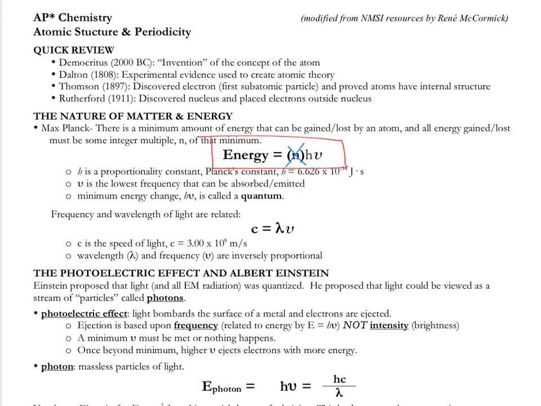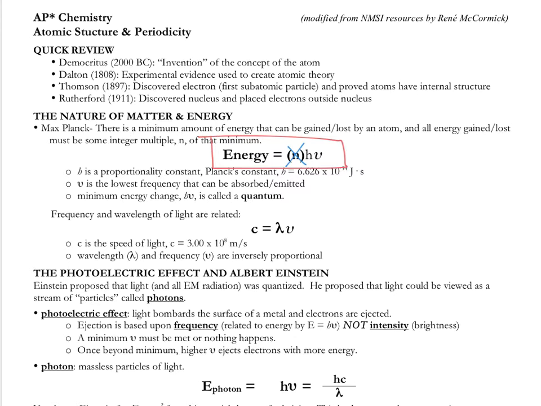The n is an important part, but it's really just saying that once we know the amount of energy gained or lost, we could double that amount of energy or triple it. But what came out of this was an understanding that the energy is actually related to frequency. So frequency is what that V looking thing, or a nu, stands for in this case.